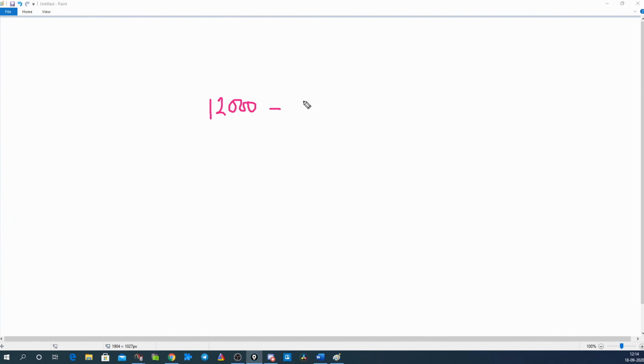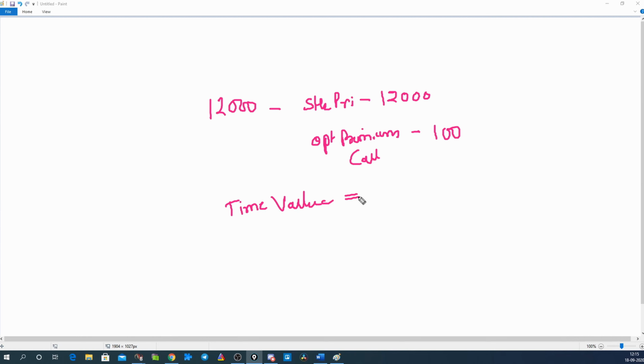Second benefit of deep in the money option is lesser time value. Now what is time value? Let us go back to our whiteboard. We discussed underlying price, then we discussed strike price, then we saw option premium. Let's say we are talking about a call and the option premium is 100. How you calculate time value is by finding out this formula: strike price plus option premium minus the underlying price.